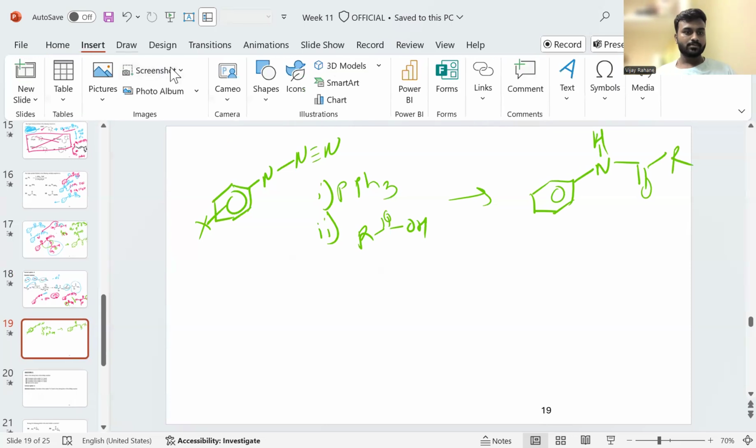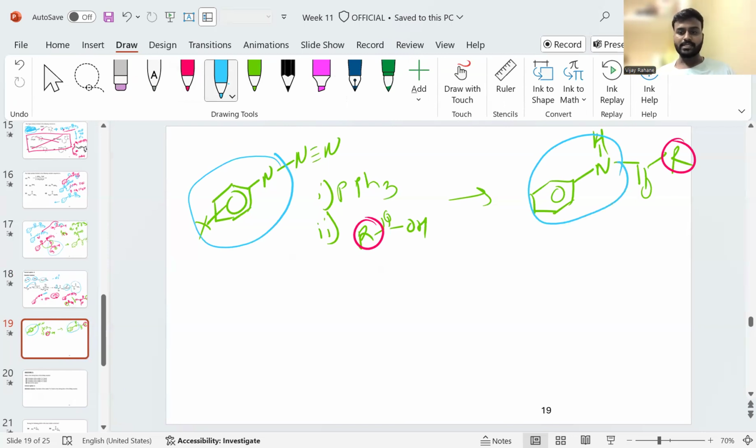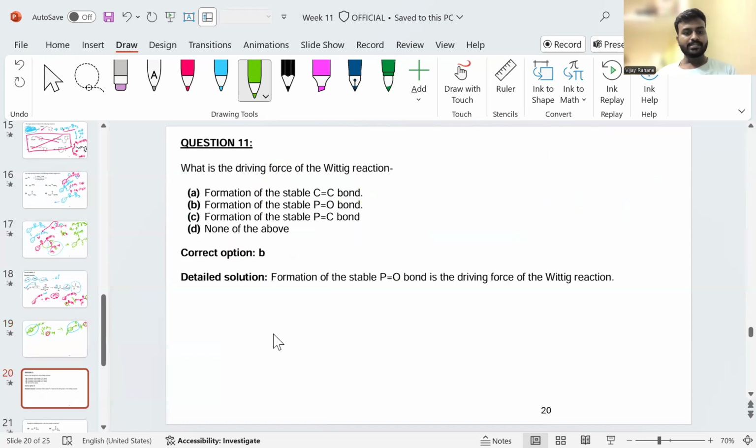So this R is from this group, and this entire group will be here. So depending upon any substituent, this is how you can generalize the reaction, and you can perform the same reaction on any kind of substrate. So I hope this question is clear. I will take the next question.